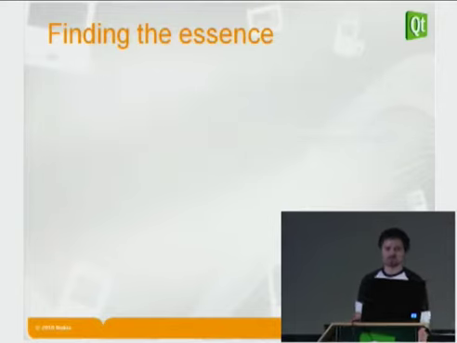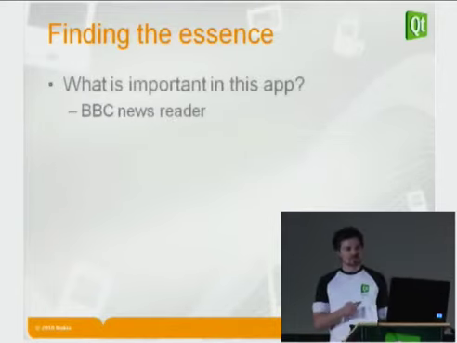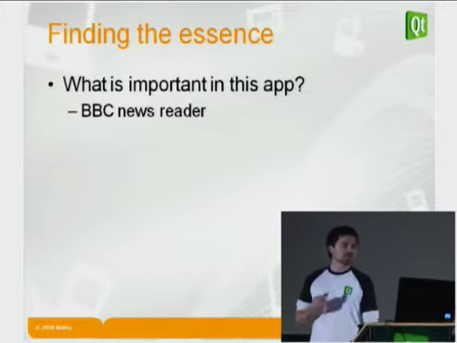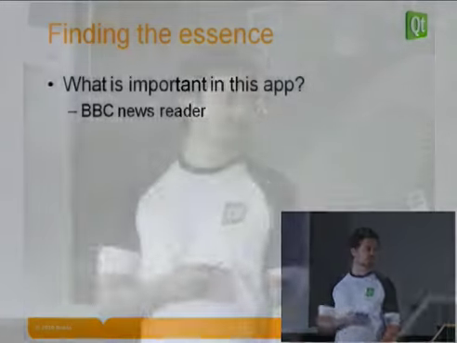So okay, it's about finding the essence. Let's just find some concrete examples. What's important in this app? A BBC news reader. Let's have a look at the website. This is one of your typical drill down modes. You want to go from a fancy web page like this one to a more compact RSS feed like this one. This is pretty straightforward.